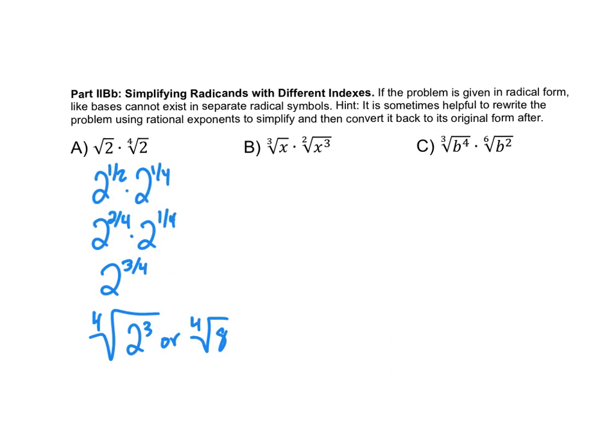In order to put them together, I need to add the exponents. You don't have to show this step. You might know what 1/2 plus 1/4 is. It's 3/4. And since the problem was given in radical form, I rewrote my final answer in radical form, and either of these are correct.